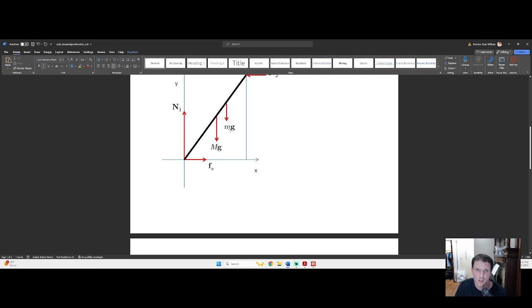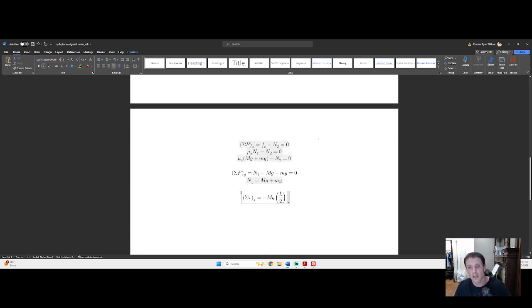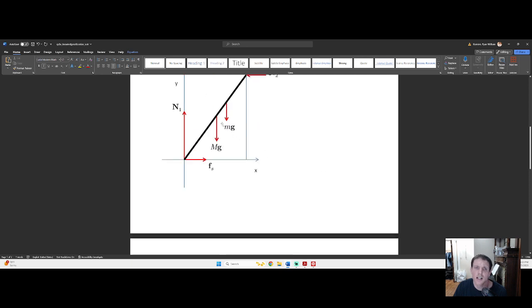Okay, so we have to figure out what that is. That's going to be cosine theta. Yes, cosine theta. So negative big mg L over 2 times cosine of theta. And it's weird that it's not sine, but the cosine of the exterior angle here is the same as the sine of the interior angle here.